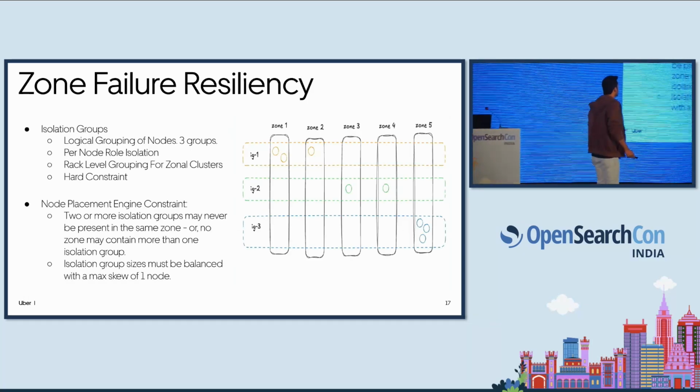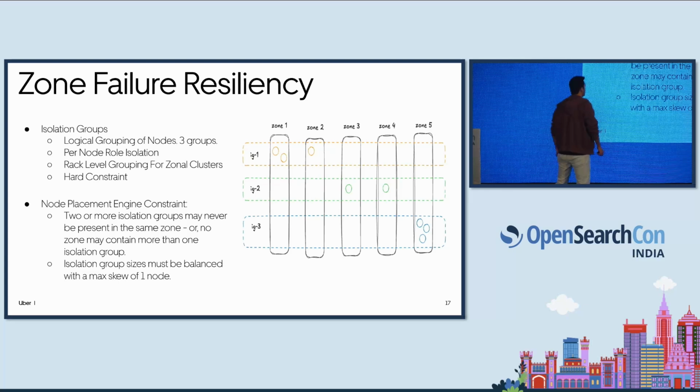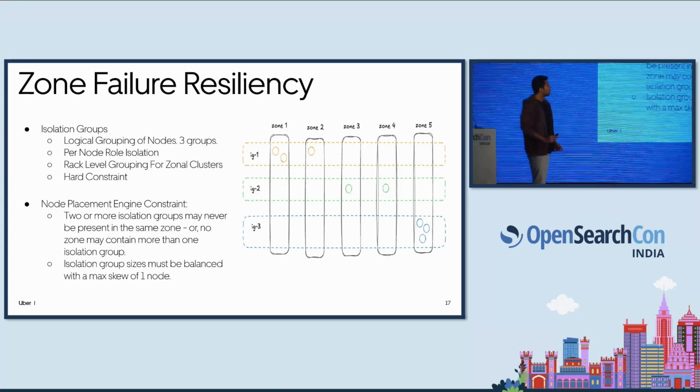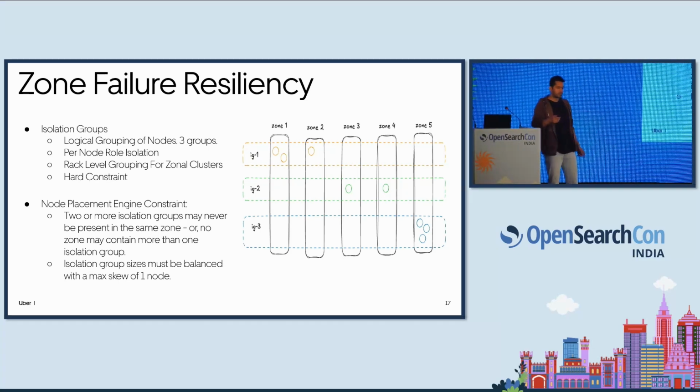Okay, so let's switch gears for a second, right? We talked about different failure domains that an OpenSearch cluster could see. We talked about a regional failure, a zonal failure, and a host failure. The next two slides specifically will talk about how you can handle zone failures for your clusters, right? What are the things that an OpenSearch cluster makes available to us to handle this?